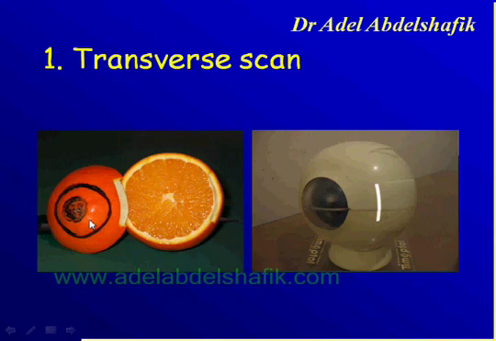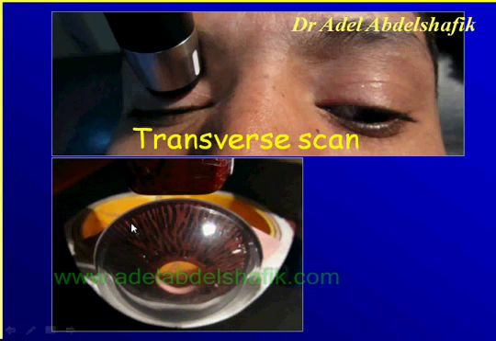Imagine this orange is the model of the eye, and we have the cornea here, and we put our probe like this, tangential to the limbus. So the mark is up here, the ultrasound will start here, up, then gradually move down. So on the screen, this upper part will be in the upper part of the screen, this part will be in the middle, and this will be in the lower part of the screen.